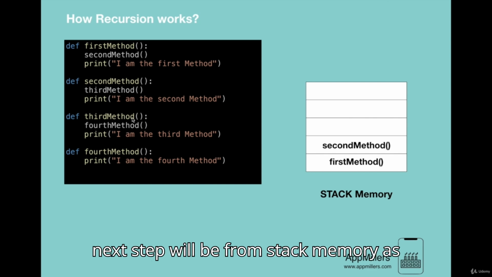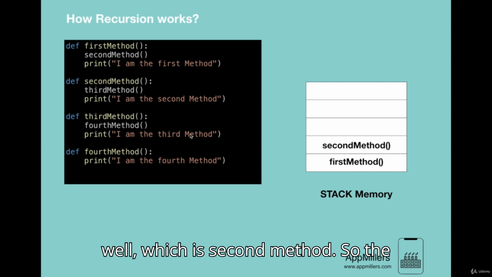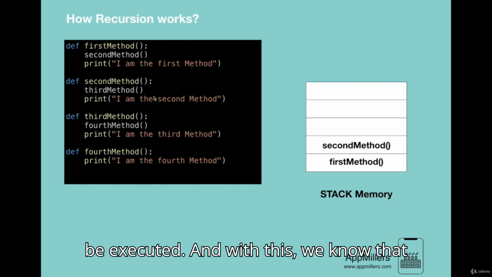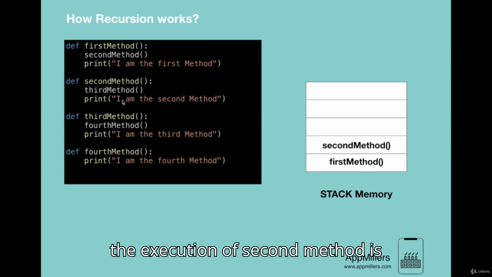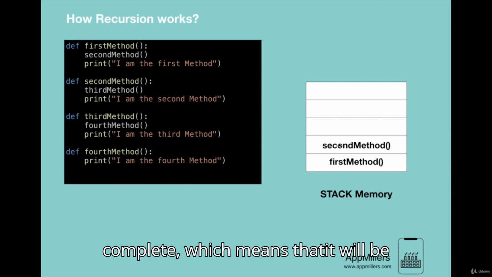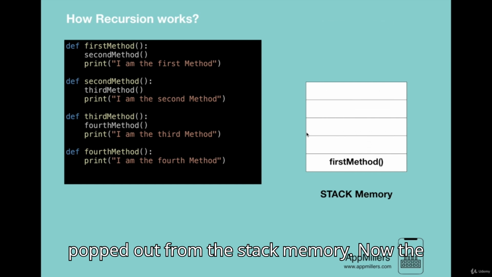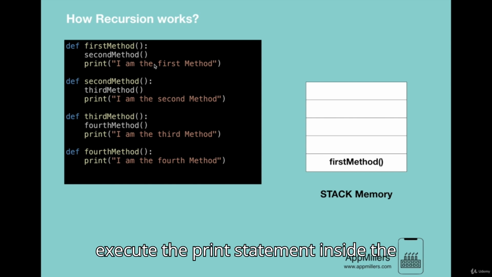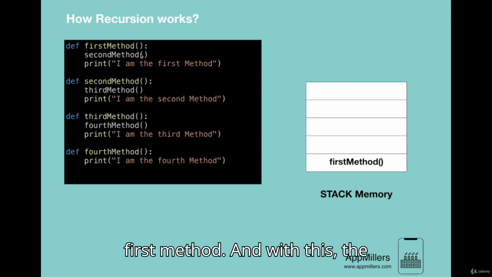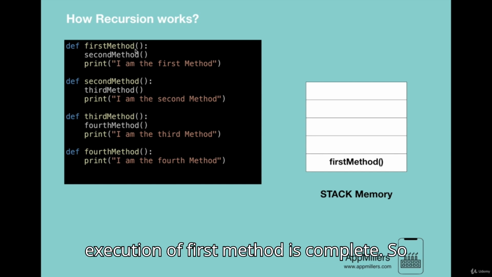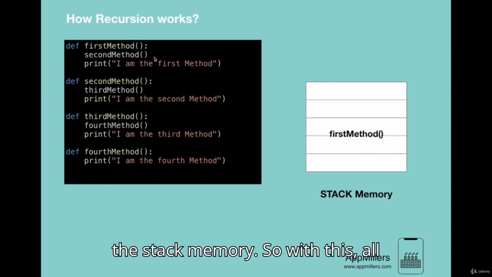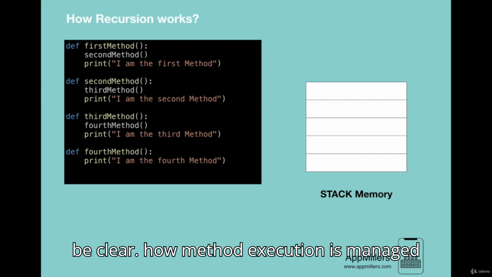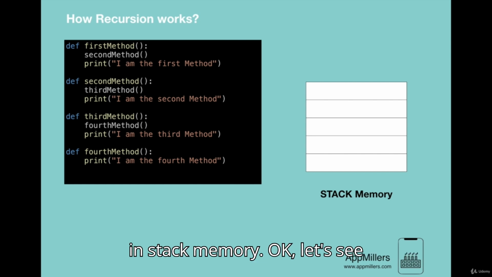And here again, the next step will be from stack memory as well, which is the second method. So the second method will be called and the print statement inside the second method will be executed. And with this, we know that the execution of the second method is complete, which means that it will be popped out from the stack memory. Now the system one more time refers to the stack memory and calls the first method and executes the print statement inside the first method, and with this, the execution of the first method is complete. So the first method will be popped out from the stack memory. So with this, all execution is complete. So now it should be clear how method execution is managed in stack memory.